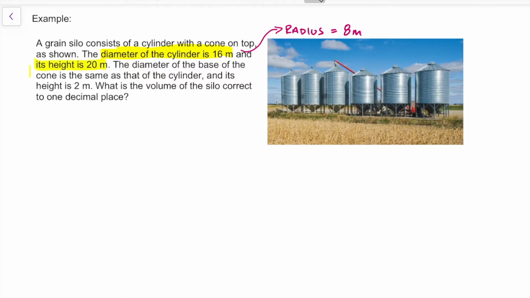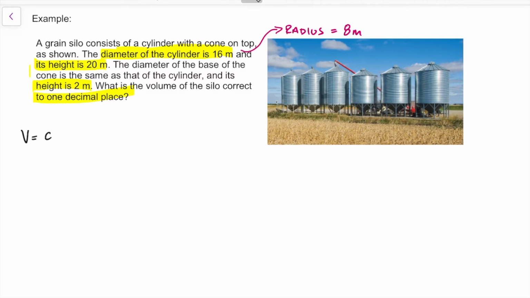The height of that cylinder is 20 meters. Okay, the diameter of the base of the cone is the same as the cylinder, so we're going to have to use that 8 meters again. And the height of the cone, this time, is 2 meters. So we've got 2 different heights to work with. Alright, and we want the volume of the solid or the silo to 1 decimal place. Now we do have 2 shapes here to work with. We have the cylinder and we have the cone.